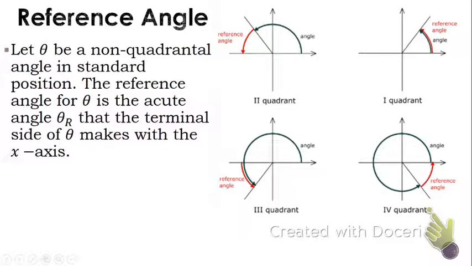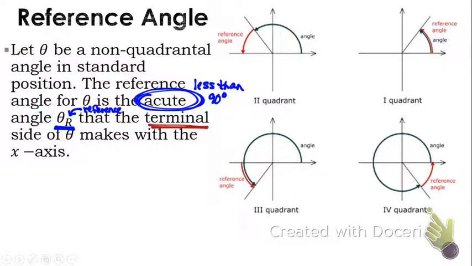When I talk about reference angles, we represent this with theta r. The r means reference. It is an acute angle. What does that mean? Less than 90. So we're looking for some angle that's smaller than 90, where the terminal side, what's that mean? Terminal side? Where it stops, where it ends. Positive x-axis is always my initial side. Terminal side is wherever we stop.